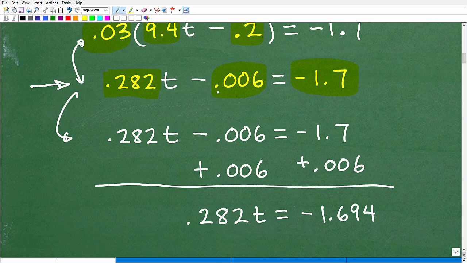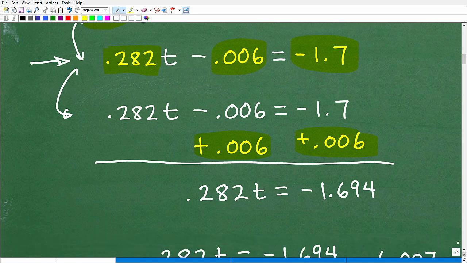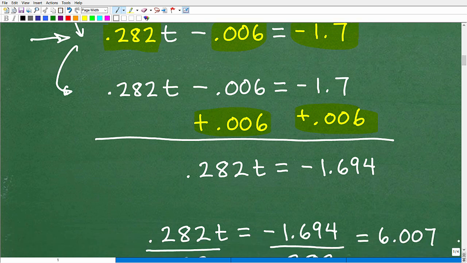So I need to get rid of this negative 0.006 right here. And the way I'm going to do that is I'm going to add 0.006 to both sides of the equation. Now, if you're not quite sure why I'm doing that, then you want to go back and review some of my videos. I actually have a lot of videos on basic equation solving. So get that down before you start throwing some decimals into the mix.